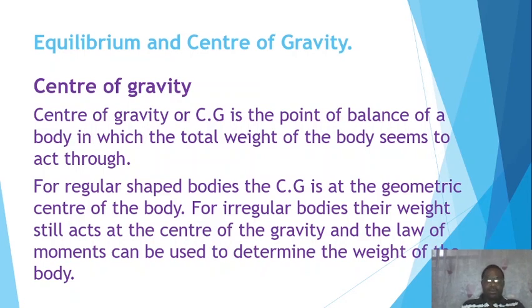For a triangle, the center of gravity is the point of intersection of the medians. But when we have a non-uniform object or non-uniform beam, the center of gravity will never be at the middle. The center of gravity is determined by the geometric size of that beam. So for irregular bodies, each weight still acts at the center of gravity, and a lot of moments can be used to determine the weight of such bodies.